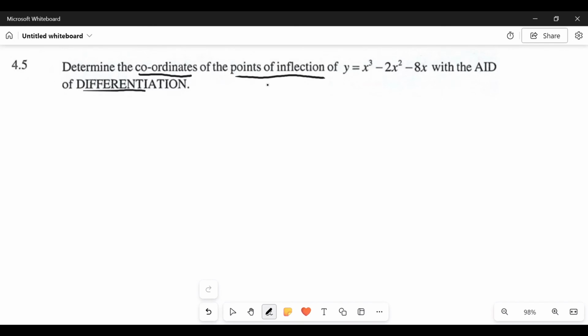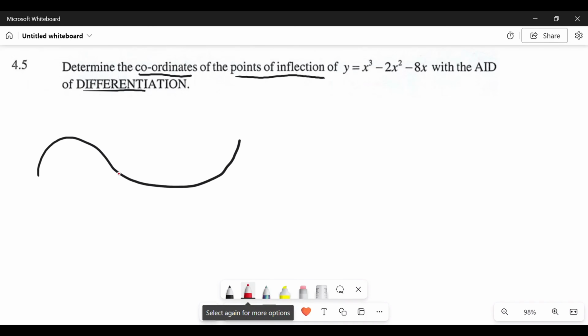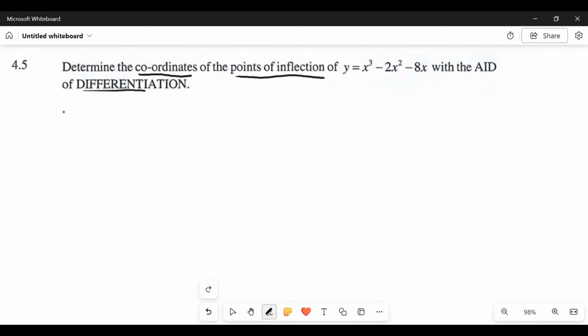Now, the point of inflection, guys, is a point at which the cubic graph, let's say for example like this one, changes from increasing to decreasing. Let's say this is a point of inflection. In order for you to determine the point of inflection, you need to derive this equation twice, so that the second derivative is equal to 0. So d squared y divided by dx squared is equal to 0.